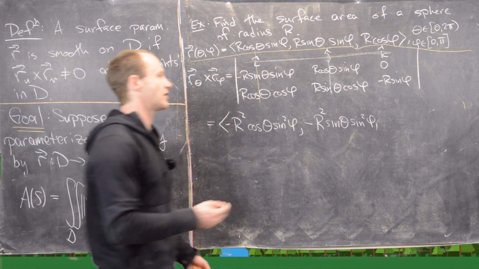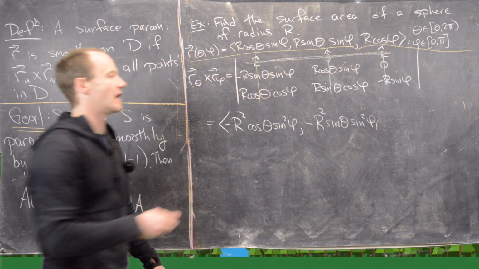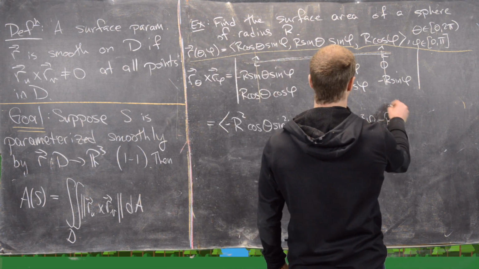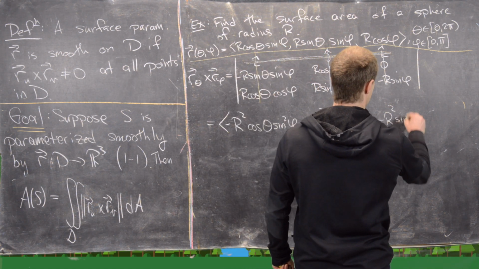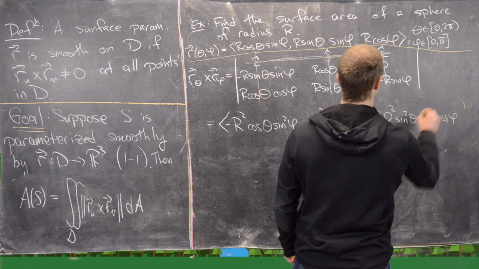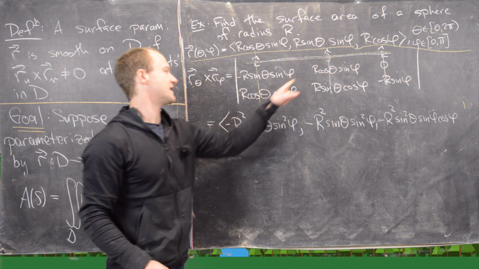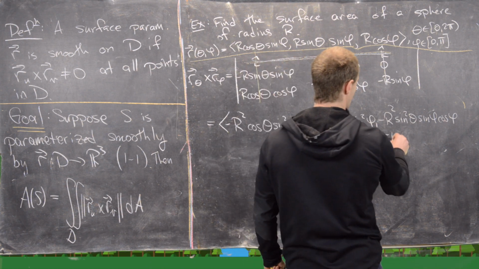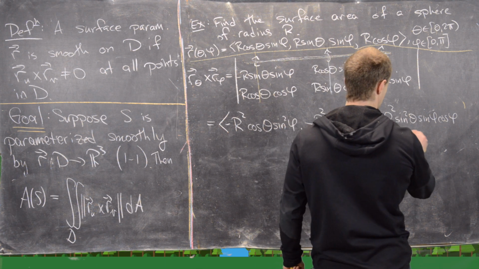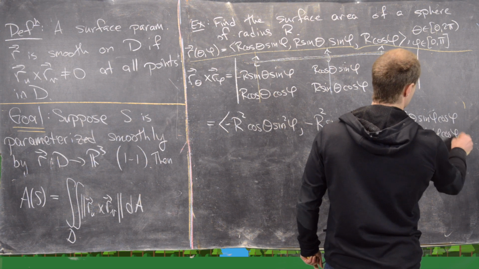Now let's look into the third component. We'll get that from cofactor expansion with the first row and the third column. Notice that's going to give us minus r squared sine squared theta sine phi cosine phi. And from that, we're going to subtract this times this, so that's going to be another minus r squared cosine squared theta sine phi cosine phi.